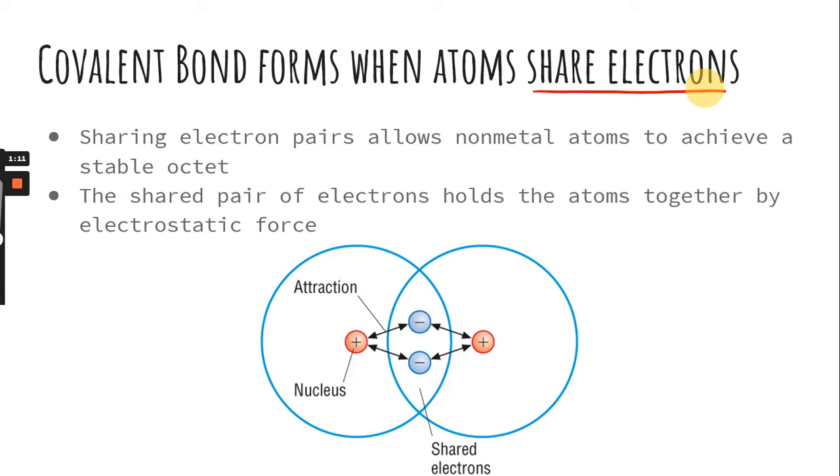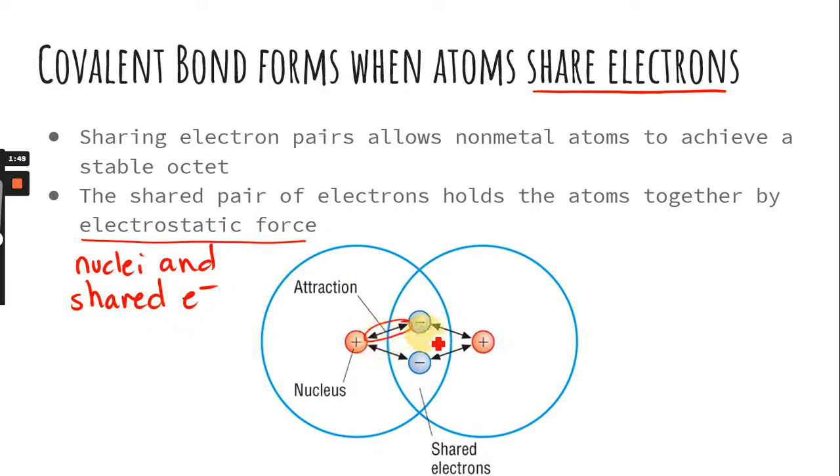The shared pair of electrons is what holds the atoms together by electrostatic force. Remember, electrostatic force is found in all of our bonds. It's just what is it between. So for metallic, electrostatic forces are between the cations and delocalized electrons. In ionic, the electrostatic force is between the cation and the anion. And for covalent bonds, the electrostatic force is between the nuclei and the shared electrons. So it's this force right here that is holding this bond together.